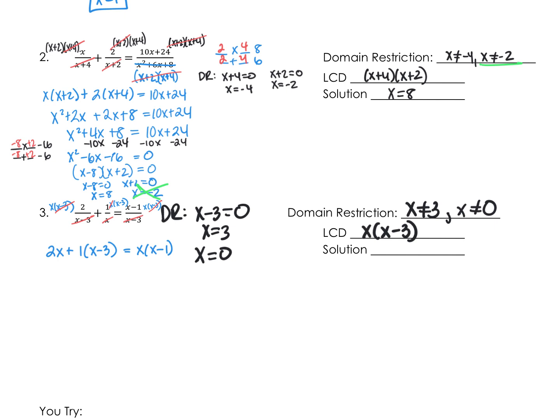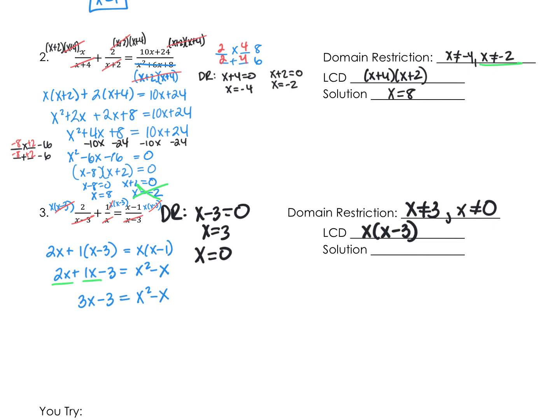This is what you should get after you've done your multiplying and your crossing out. Here you should be left with a 2 and an x, so 2x. Here you should be left with a 1 and an x minus 3, so 1 times x minus 3. And here the x minus 3's cancel, so you should be left with x times x minus 1. So make sure you have that. And then when we distribute, we'll get 1x minus 3 and x squared minus x. And then on the left here, we can definitely combine some like terms. So we should have 3x minus 3 is equal to x squared minus x.